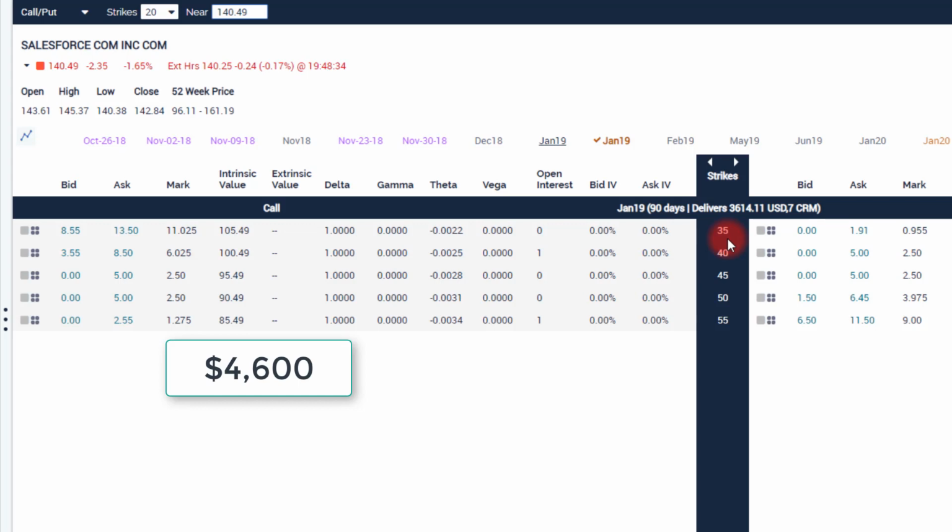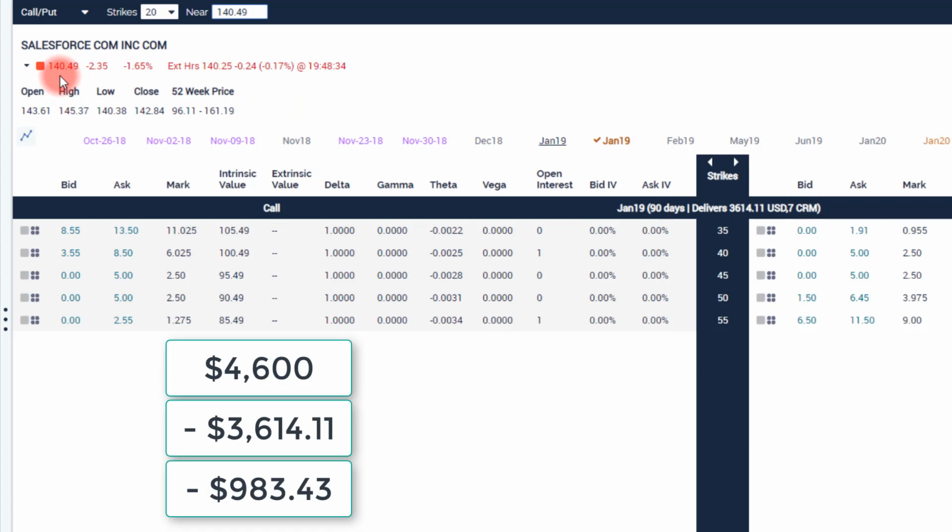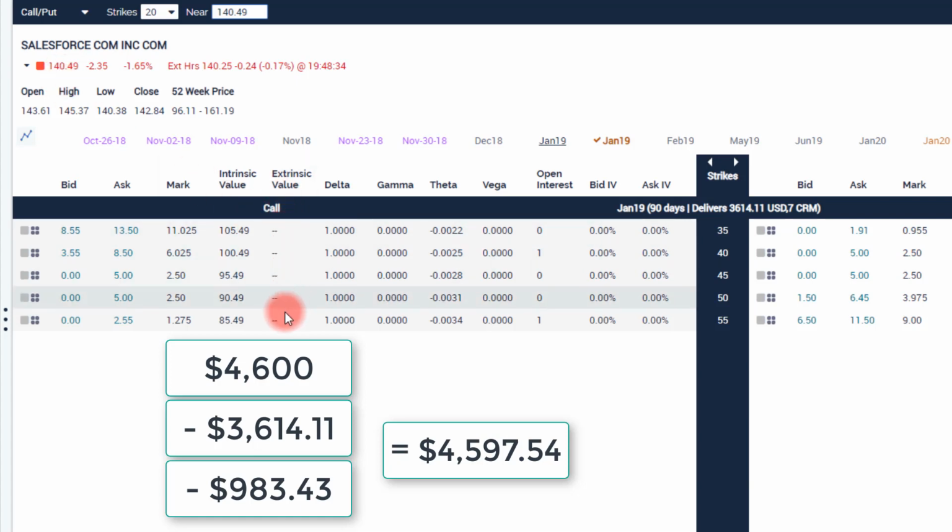What would we get in return? We would get $3,614.11 in cash and 7 shares of CRM. What's that worth? Well, 7 shares at 140.49 is $983.43. So when we add that to the $3,614 cash, we're getting almost $4,600. $45.97 and change. So you can see there's really not much value in there. There's really no extrinsic value. And that's why this column right here is showing blanks.